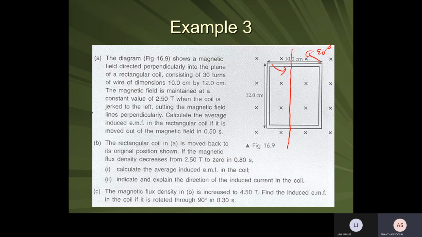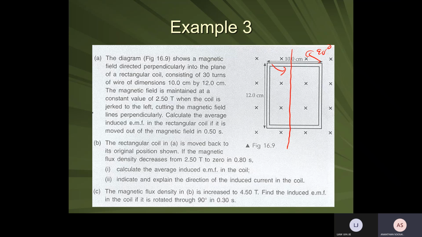So what is the EMF again? Final flux minus initial flux over the time, the change in magnetic flux linkage over the time. Which flux is zero, initial or final? Turning 90 degrees, the area becomes zero, right? The magnetic field is like this, turn like this, the area is zero, only the side is exposed. So the final flux is zero.